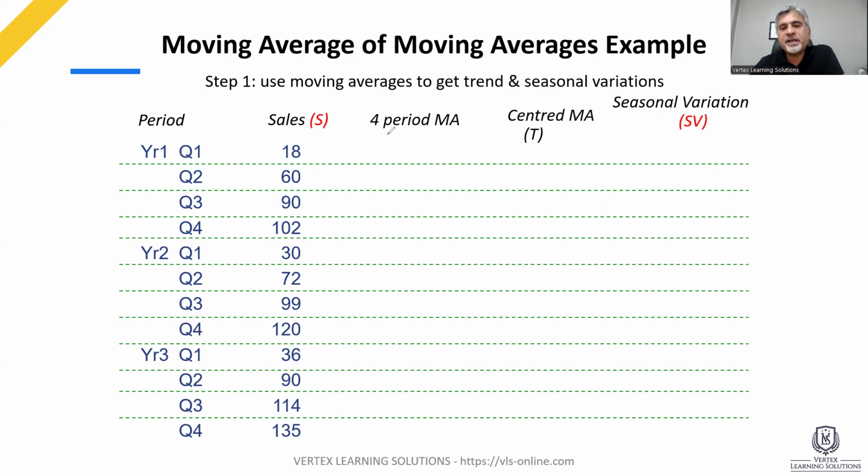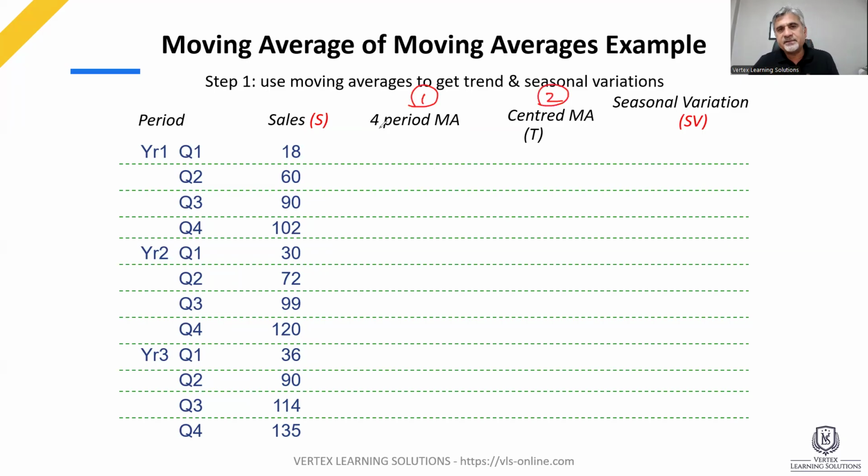Now, they ask you to calculate a 4-period moving average. In the previous session, we discussed that if you have an odd number moving average, like 3 or 5 quarters, life will be easy, you need to do one step. But if it is a 4-quarter or 6-quarter moving average, an even number, then you have to perform 2 steps. This is exactly what we learned in the previous one.